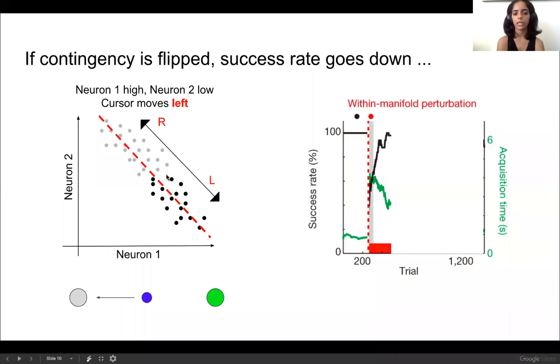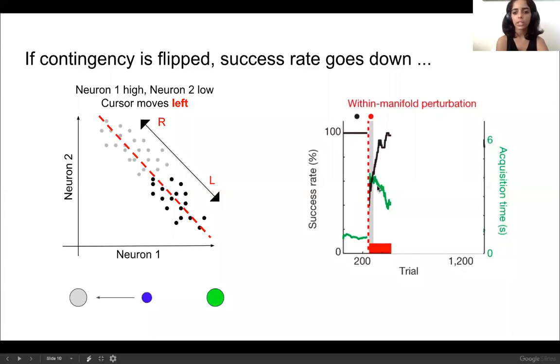So the monkey is used to doing something like this to move the cursor right. But now it's going to try to do this. It's expecting the cursor to go to the target, but the cursor is going to go in the opposite direction. So basically we have flipped the contingency. And as predicted, you can see that the success rate goes down. This black line used to be 100% and now it's fallen to something like 50%.